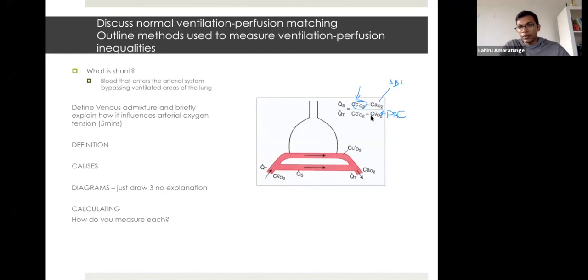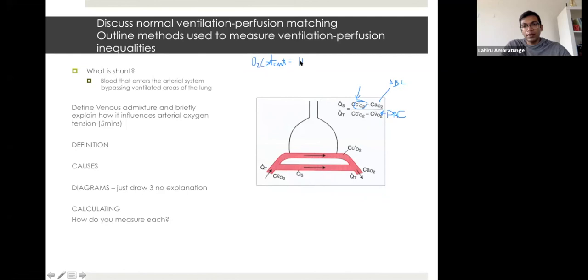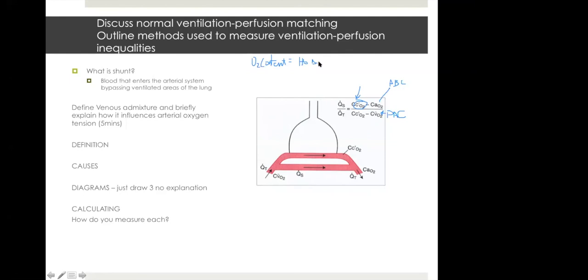Right now it's probably a good time to go into the content equation. Do you remember what that is? The content of either arterial or venous oxygen is equal to the Hb concentration times the SATs, times, and there's variation between textbooks, either 1.34 or 1.39.